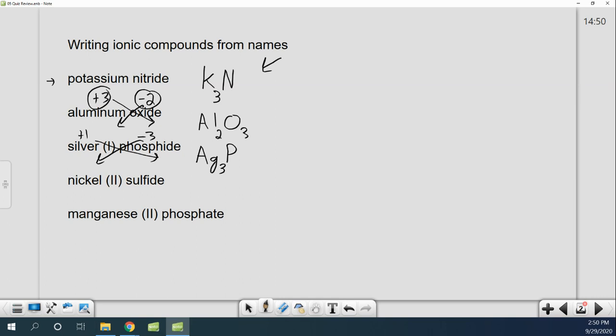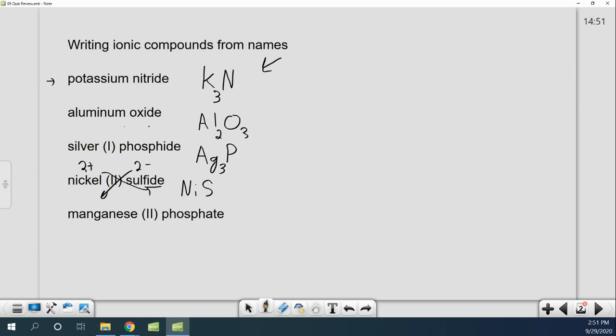All right, let's keep this train rolling here. Nickel 2 sulfide. So nickel with a 2 plus charge, matched with sulfide, ends in IDE, so it's a single element. The charge on sulfide is 2 minus. Across those, I get 2 and 2. Oh, 2 and 2 can be reduced, right? 2 and 2 are the same number, which means this is a 1-to-1 ratio. So I just write it as NiS.